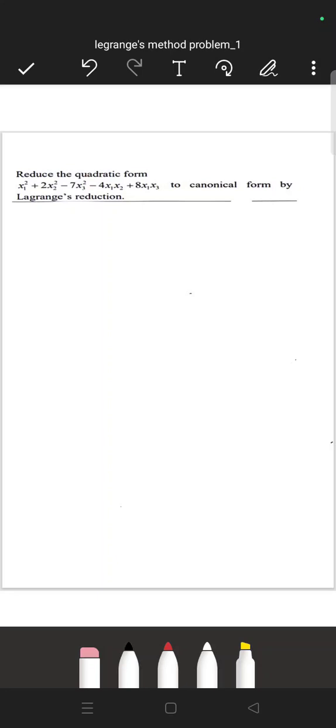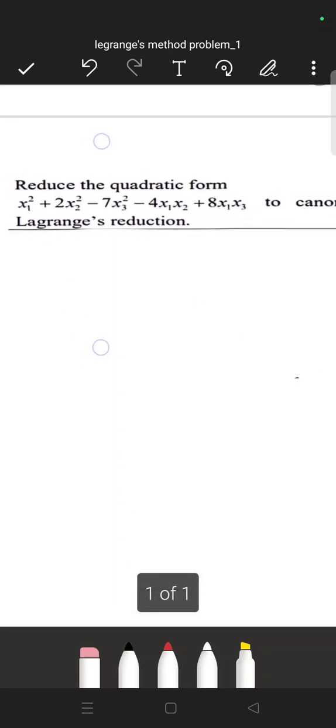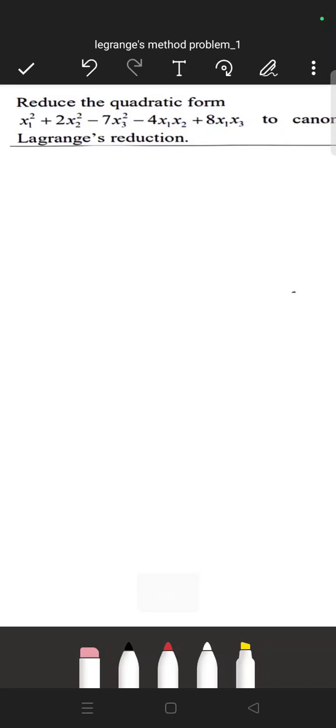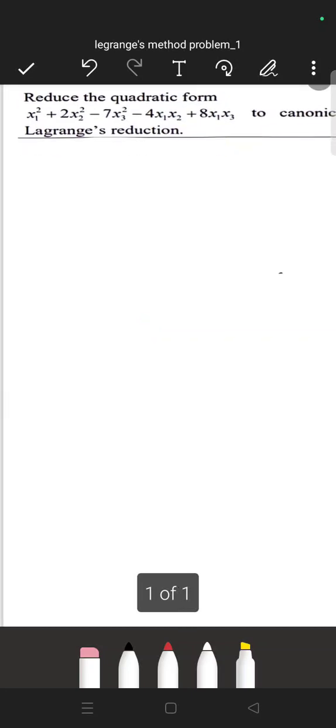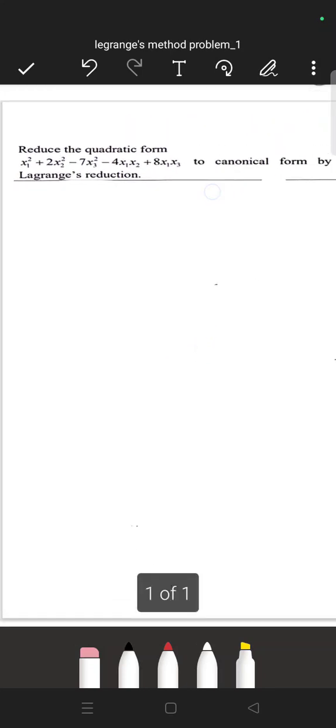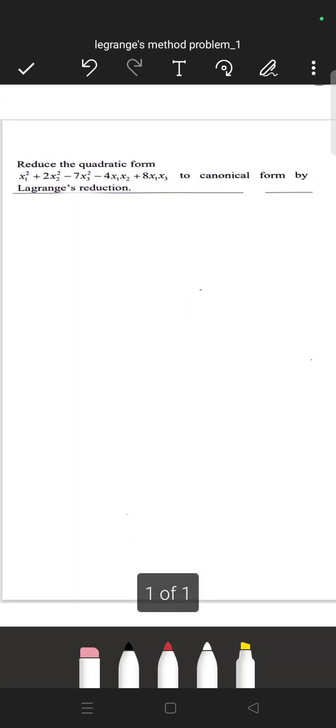In this video, I am going to teach how to reduce a quadratic form into canonical form by Lagrange's method, or Lagrange's reduction. Sometimes it's called Lagrange's transformation also. Once we observe the quadratic form, a few terms are odd ones, like the x3 square term, which is minus 7. In this type of problems, we have to take common factors, and there are a lot of multiplication, addition and subtraction steps. So let's solve this.